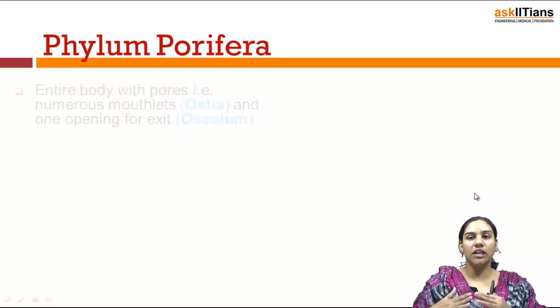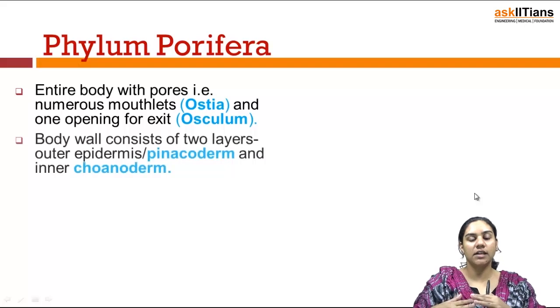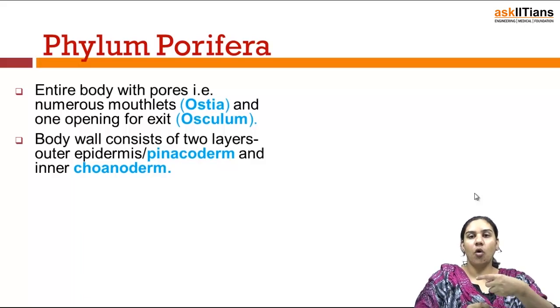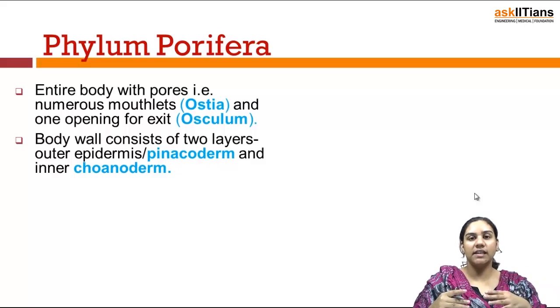The entire body of the phylum Porifera is covered with numerous mouthlets that are also known as ostia. These are the pores present on the body of the sponges. And there is a single opening at the top of the sponge body which helps in the exit of water and particles from the body of the sponges, that is known as the osculum.